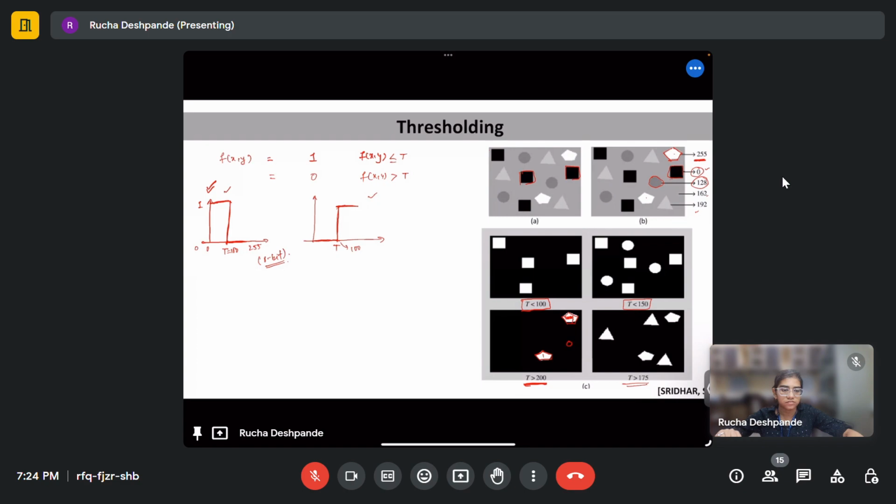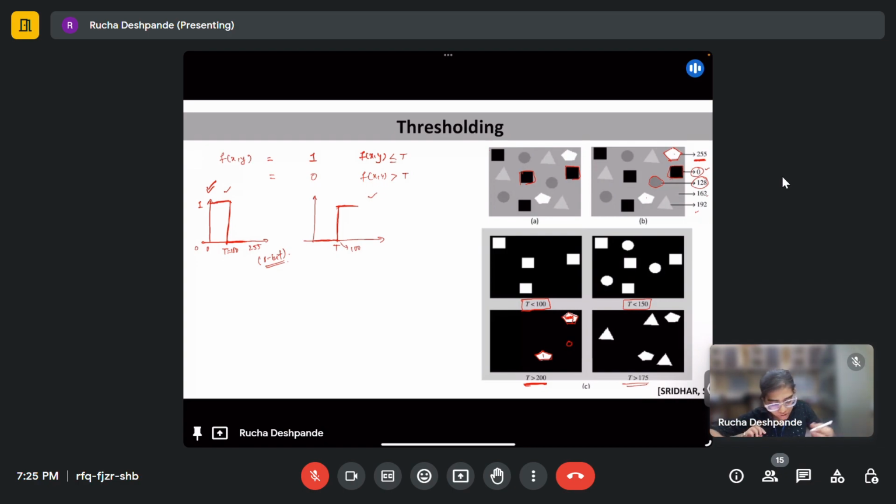Yes. And again, in case of the third one, T is greater than 200. Greater than 200, only that pentagon shape is there. Right. And in this case, only those two are visible. The rest of the things are darker. Yes.